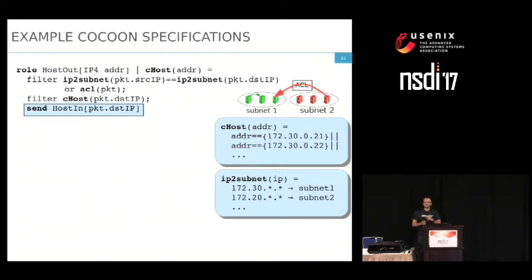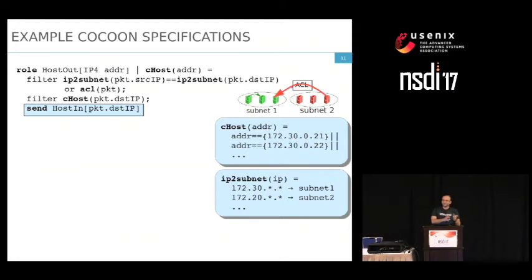Now, the send operator is a powerful abstraction mechanism in Cocoon. It abstracts away the actual topology and how the packet actually traverses the network. And it says that at this high level of specification, we just want to say that the packet will eventually be delivered to the right destination address. And it's up to subsequent refinements to specify exactly how that happens.